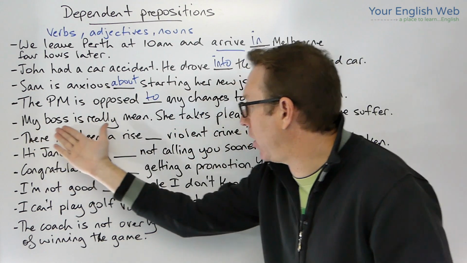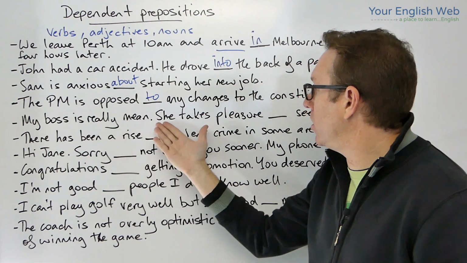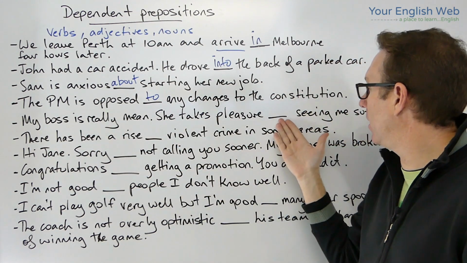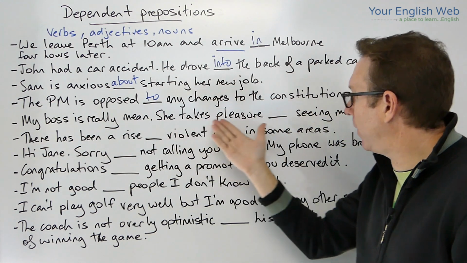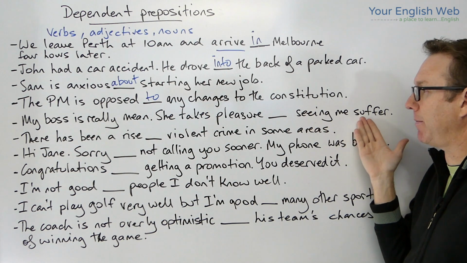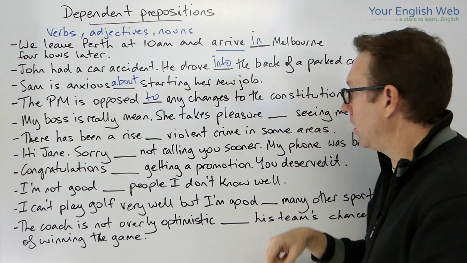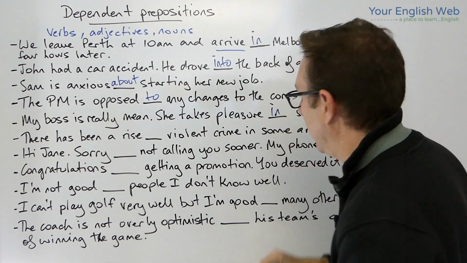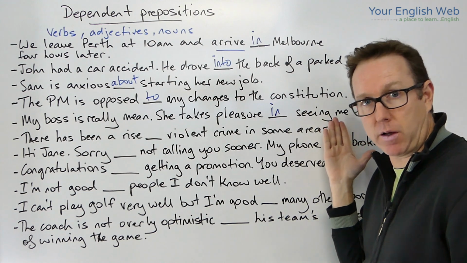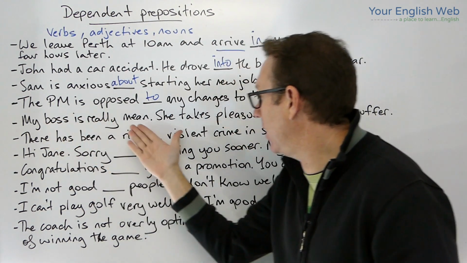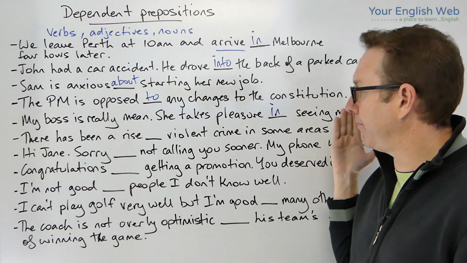The next one: my boss is really mean. She takes pleasure seeing me suffer. She takes pleasure on, at, in. She takes pleasure in seeing me suffer. Okay, my boss. She's mean. She takes pleasure in seeing me suffer.